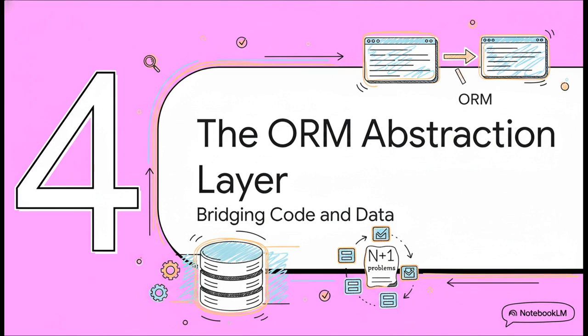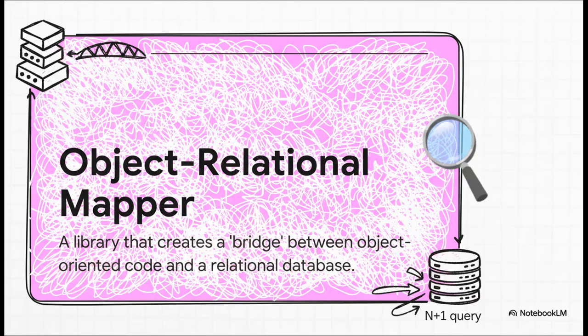We're using a really clever abstraction layer. This tool is called an Object Relational Mapper, or ORM for short. And an ORM is basically a translator. It builds a bridge between two different worlds: the world of tables and rows in your database, and the world of objects and classes inside your application code.